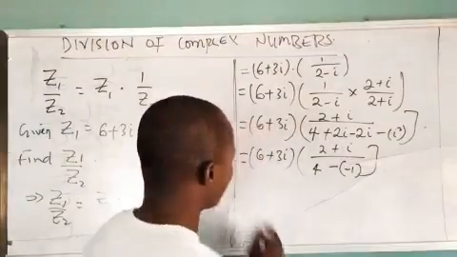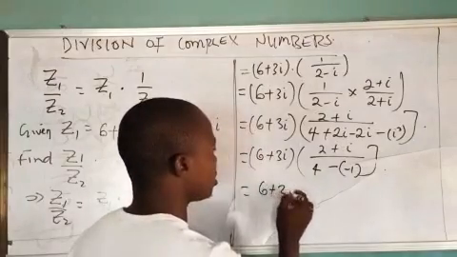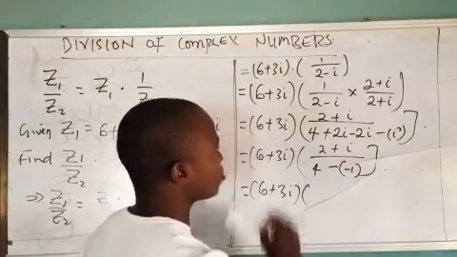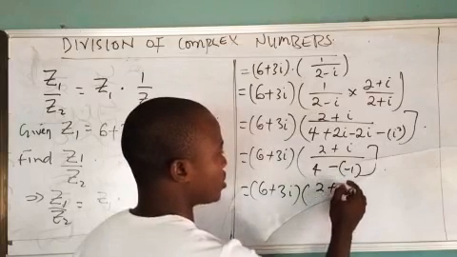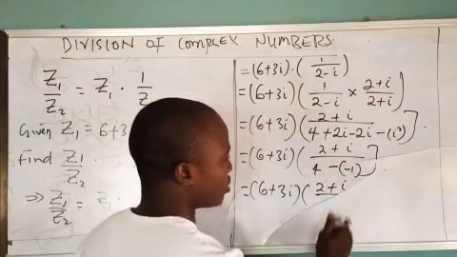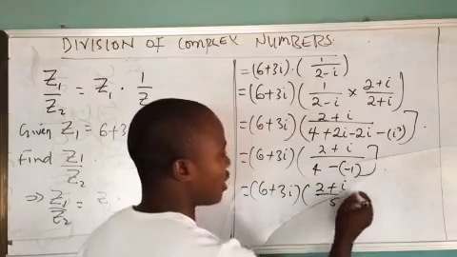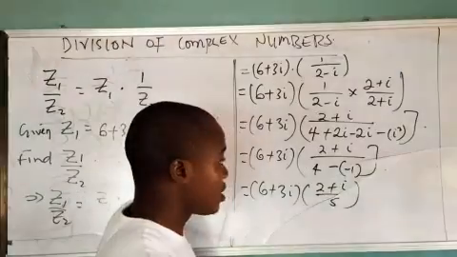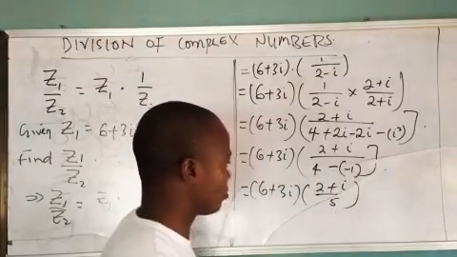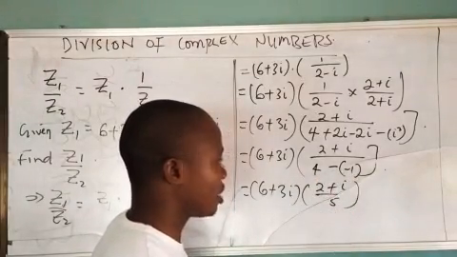Are you getting what I'm doing? So from here we have 6 plus 3i into brackets 2 plus i. Minus and minus is plus. We have what? We have 5 here. That is 4 plus minus 1, that minus 1. That is 4 plus 1, which will give us 5. Are you getting it now?